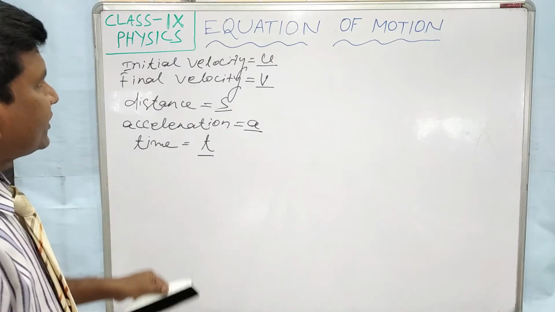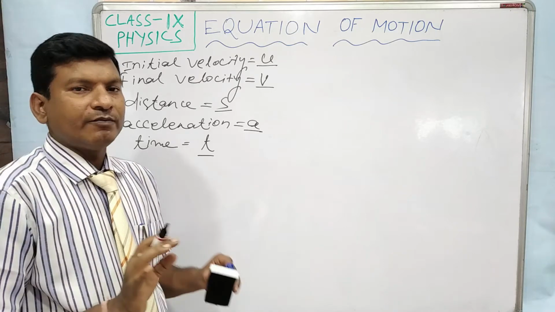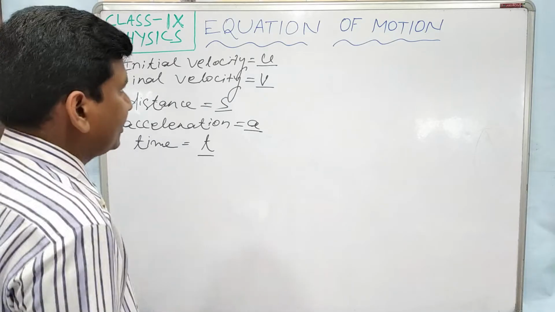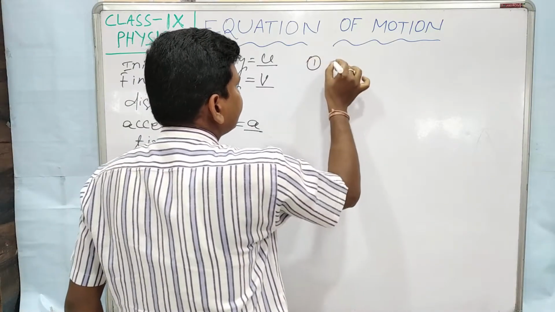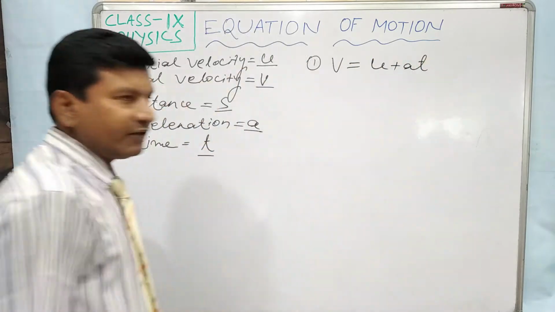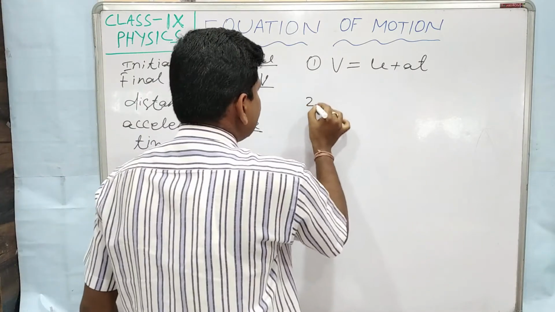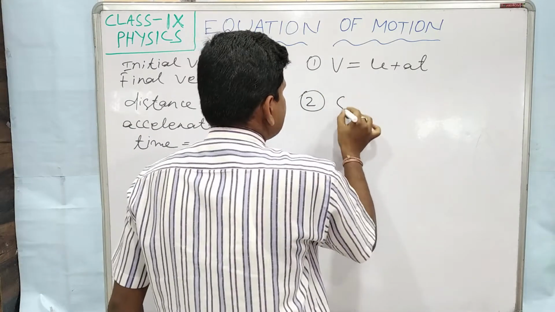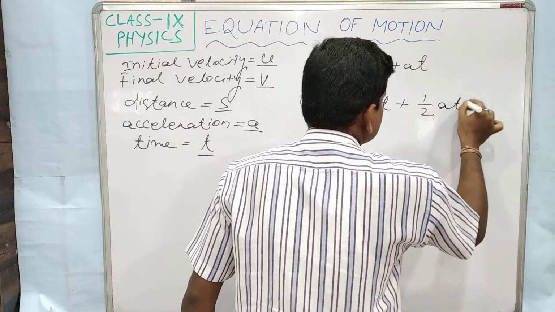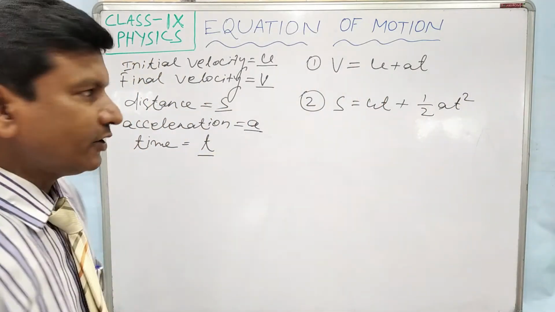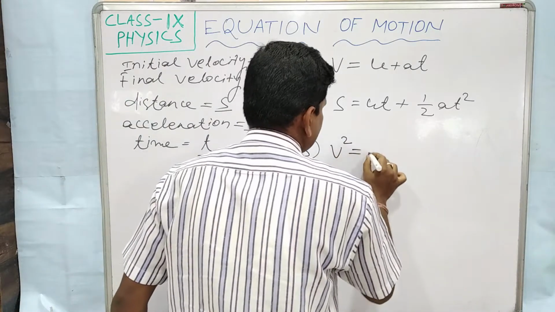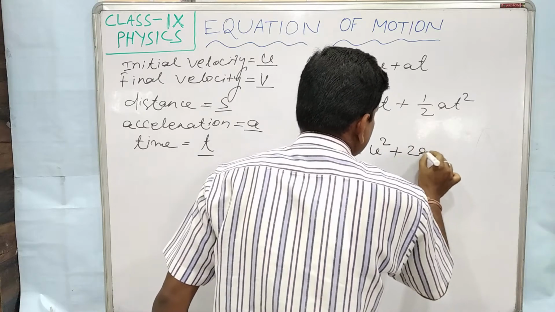Now this relation will be found from the equations of motion. There are three equations of motion. What are these? Number one, v is equal to u plus at. This is the first equation of motion. Number two, s is equal to ut plus half at square. This is your second equation of motion. And the third equation of motion is v square is equal to u square plus 2as.